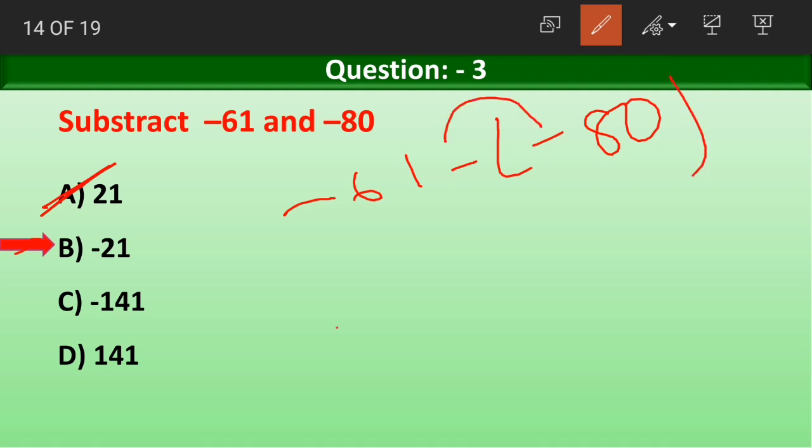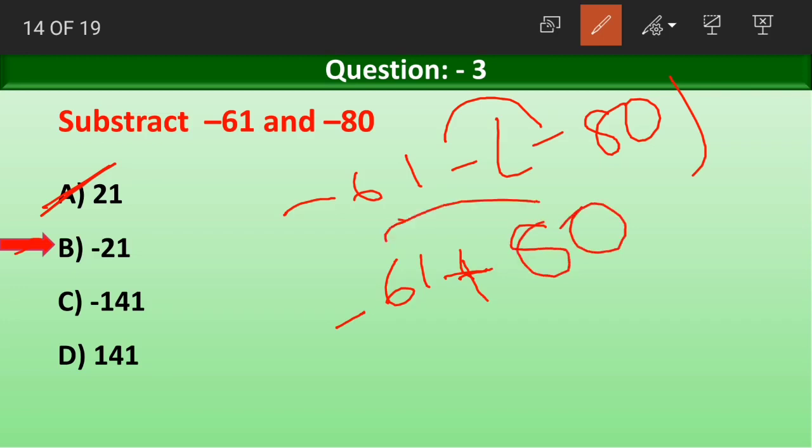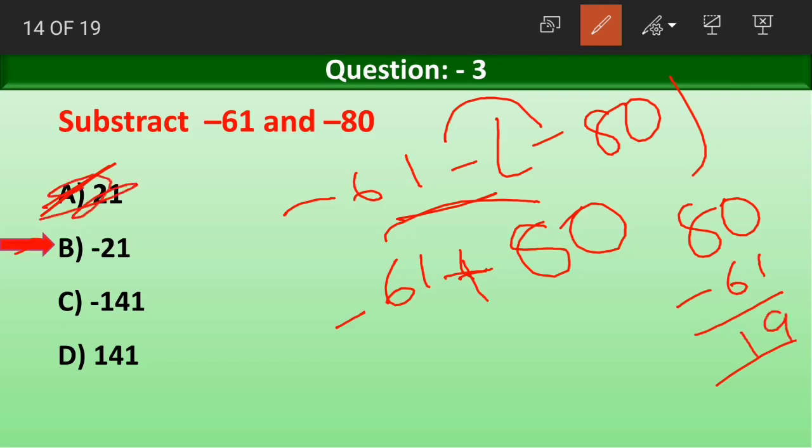Now minus into minus becomes what? Minus into minus becomes plus. Minus 61 plus 80. If we write this in subtraction form, 80 minus 61. 80 minus 61 means the normal subtraction we do. 80 minus 61 gives us the answer of 19. Oh sorry, it is not 21, it is 19. I just overlooked it. Sorry, the option given here is wrong. The correct answer for minus 61 minus of minus 80 is plus 19.